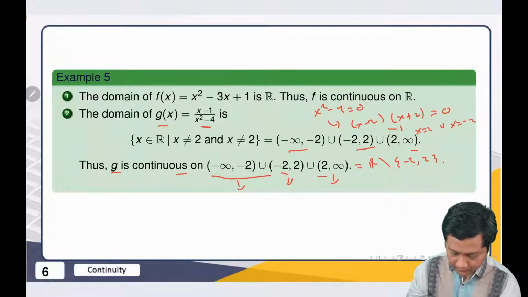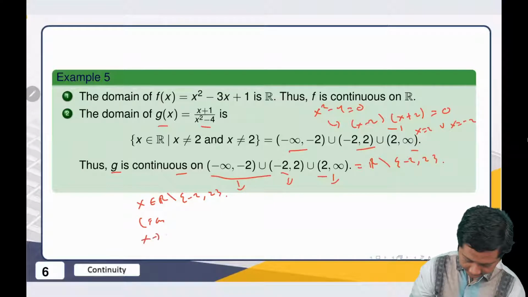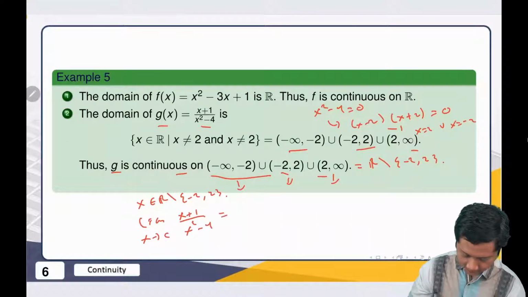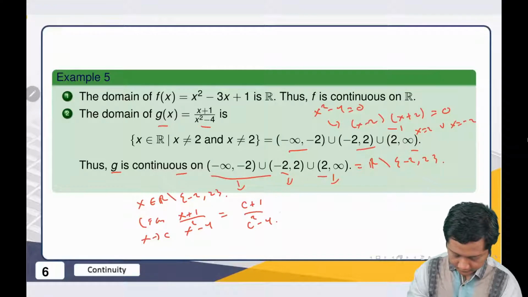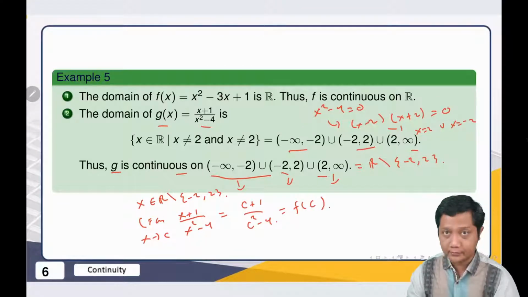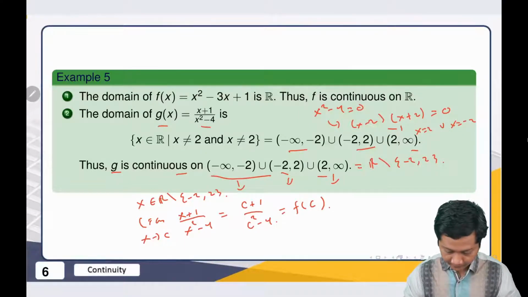We can check that g is continuous here. When x is in the domain, the limit as x approaches c of (x + 1)/(x^2 - 4) will be (c + 1)/(c^2 - 4). So this one is equal to g(c), and this should be clear enough from the properties of limits.